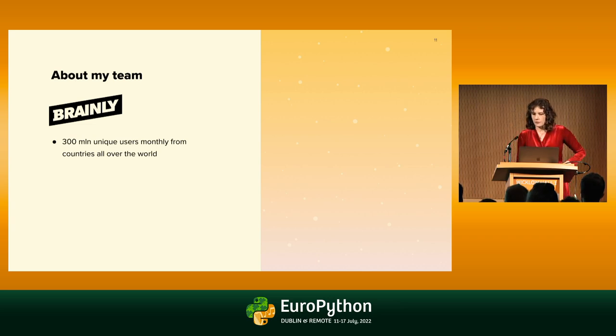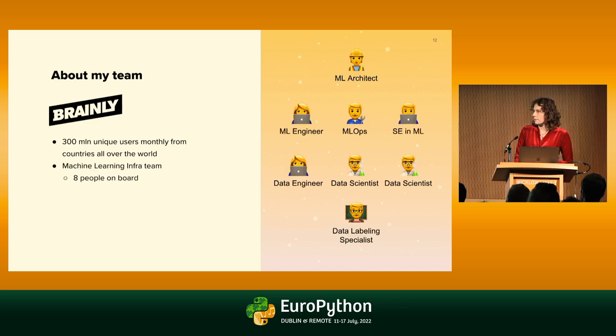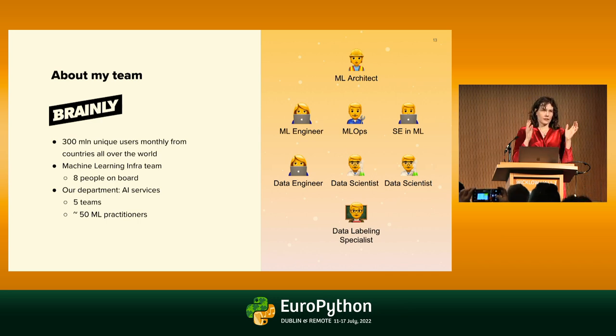So a few words about my team. I work at Brainy, where we deliver our product to over 300 million unique users monthly. And these users come from all over the world, so Europe, the United States, but also, for example, from India or Indonesia. And at Brainy, my team is called Machine Learning Infra Team, and there are 8 people, with, as you can see, very diverse roles. I am a machine learning engineer in the team. And my team belongs to the department of AI services, where we have 5 teams in total, and this makes around 50 people on board.